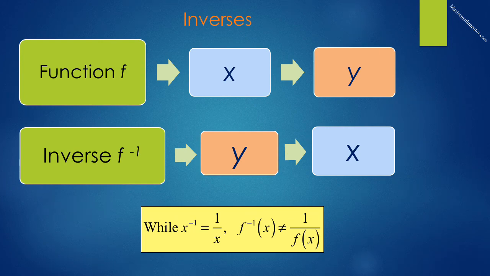Perhaps one of the reasons that students get confused is notation. We know that x raised to the negative 1 power is 1 over x, the reciprocal of x. However, f inverse of x, which is written the same way, does not mean 1 over f of x. While x is a number, we can take its reciprocal. But f refers to a process, and there is no such thing as a reciprocal process.